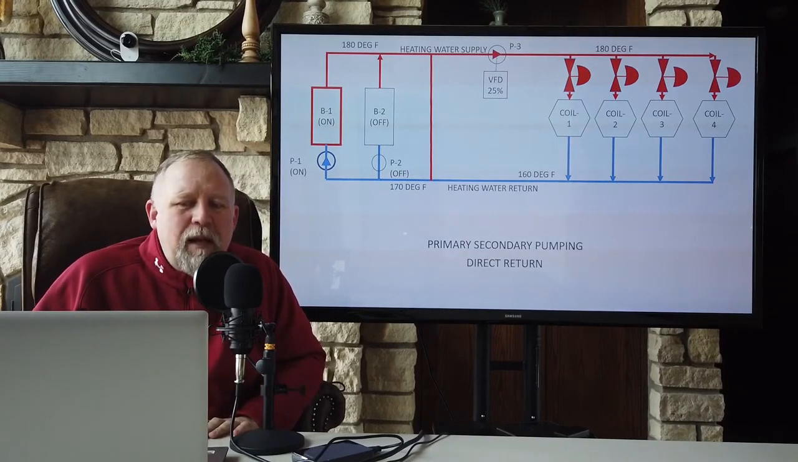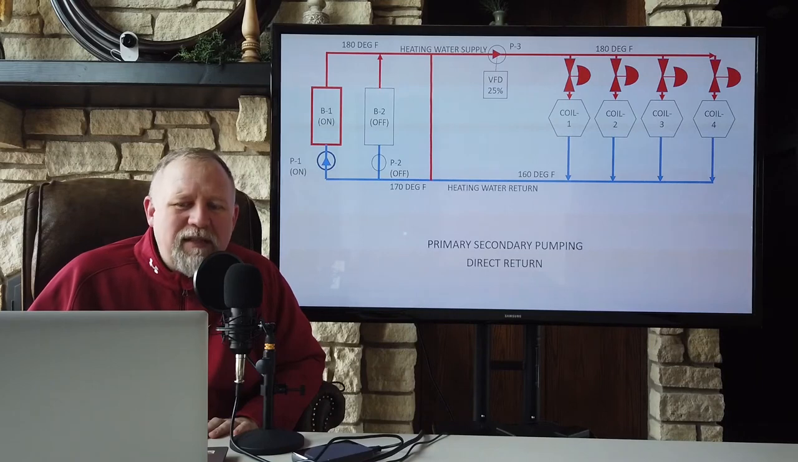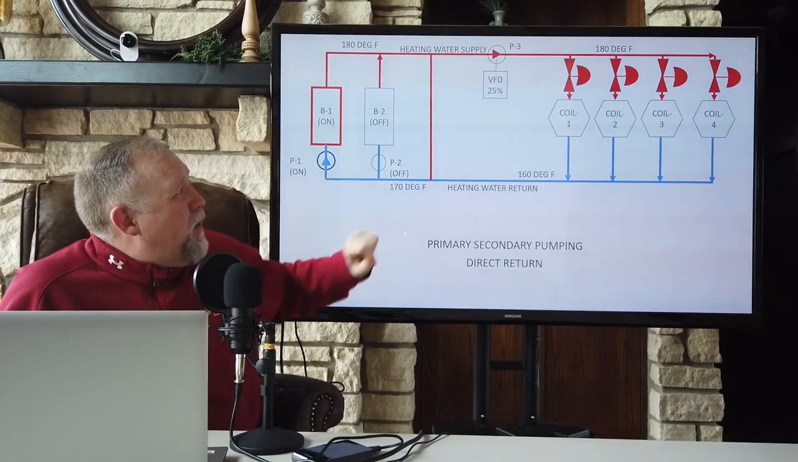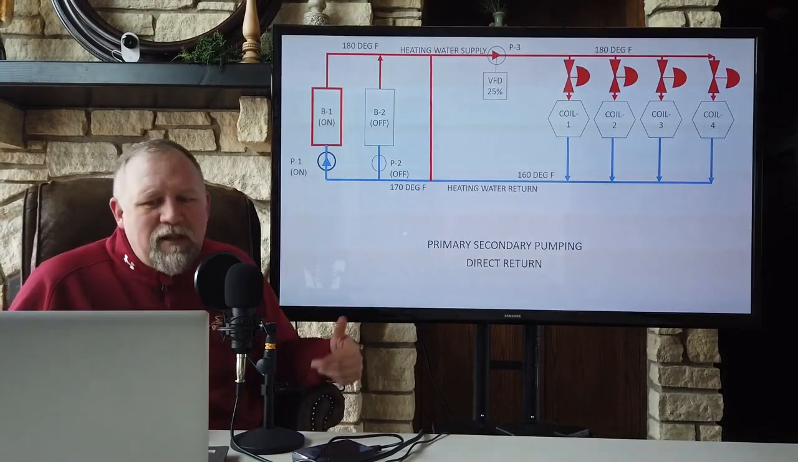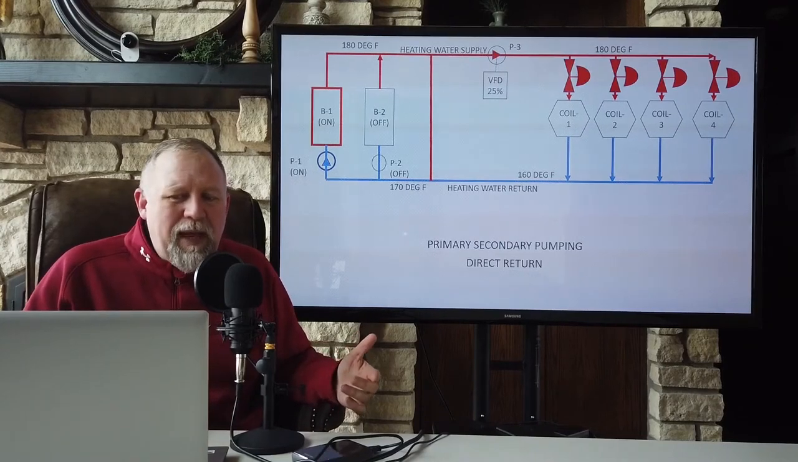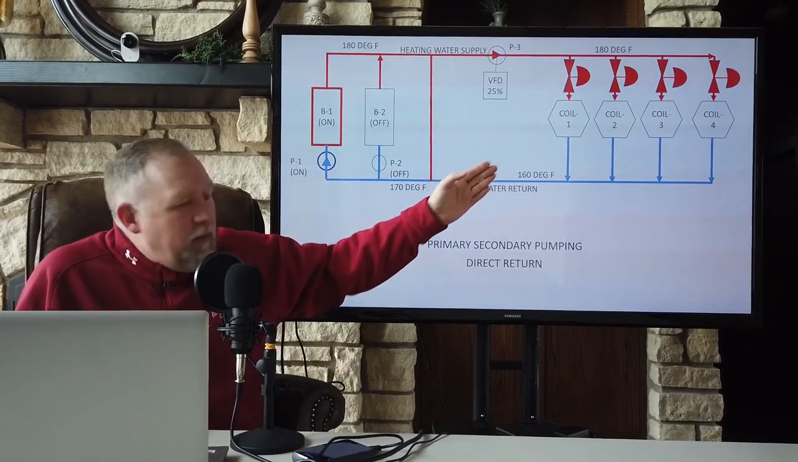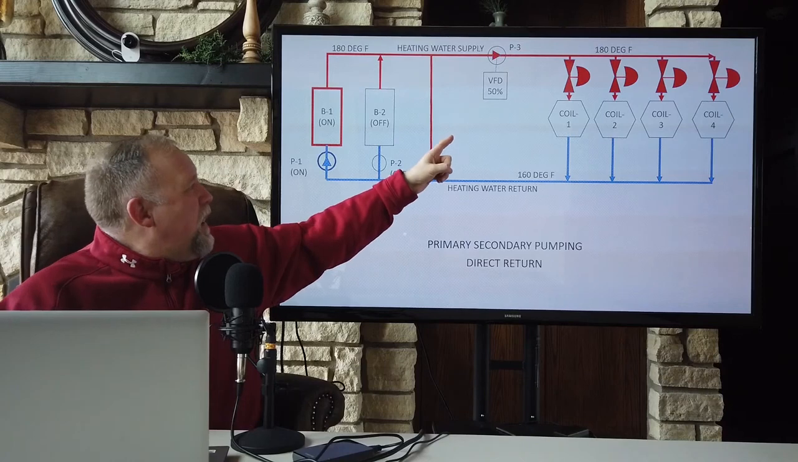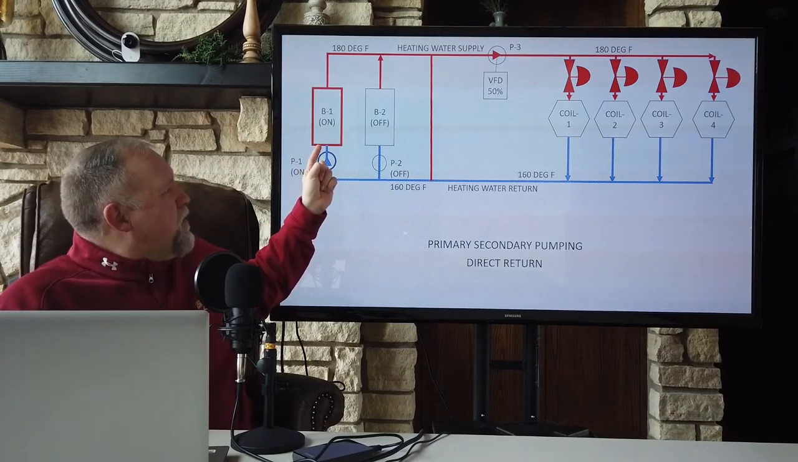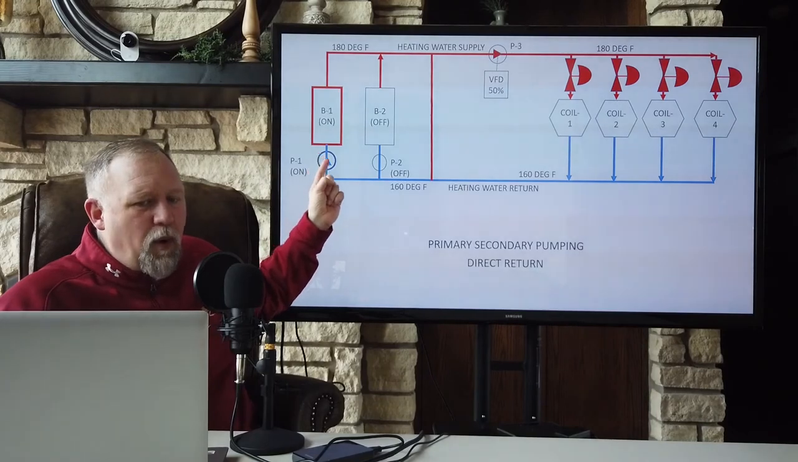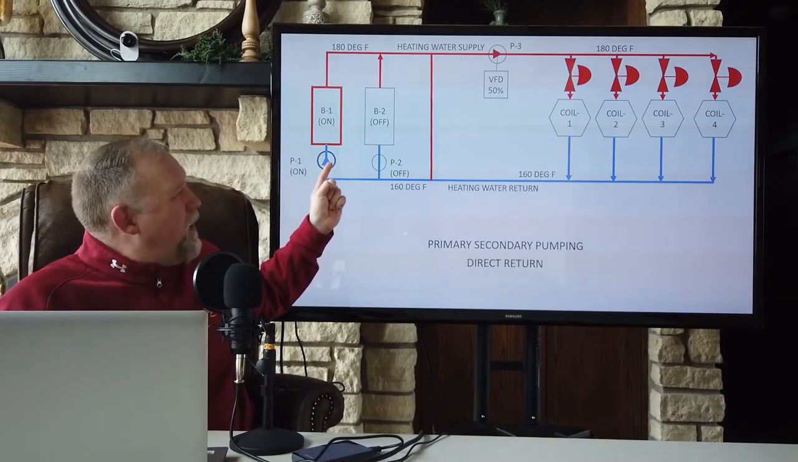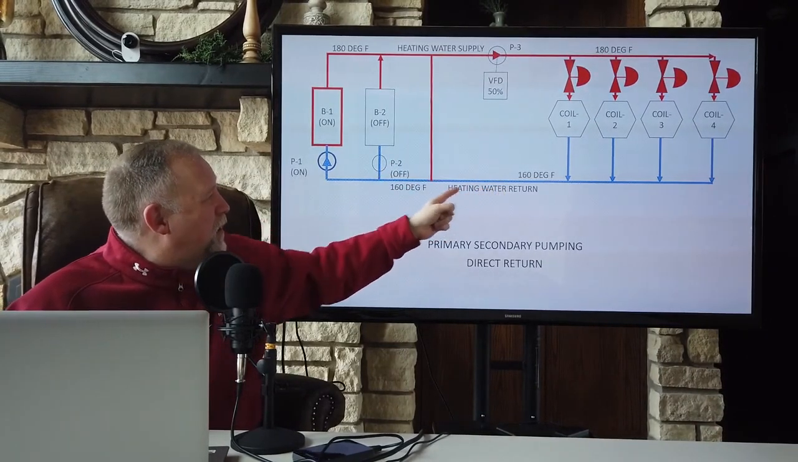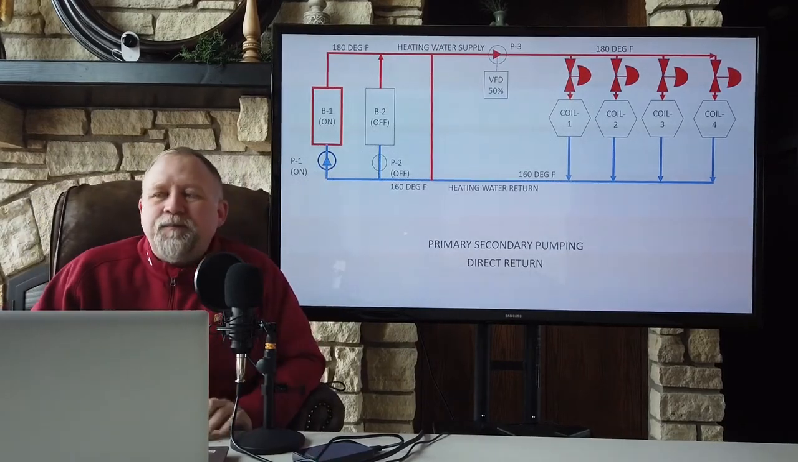Well, what happens if space temperatures continue to get cooler and we have an increased demand for heat? The VFD is going to speed up past 25%. It's going to keep on going to maintain the space temperature where we want it to be. At some point, that VFD is going to reach half speed. In other words, I'm using 100% of the boiler water that boiler 1 can produce at 180 degrees. We're using 100% of it, and it's all coming back at 160 degrees Fahrenheit.